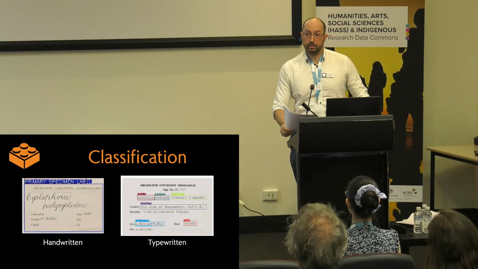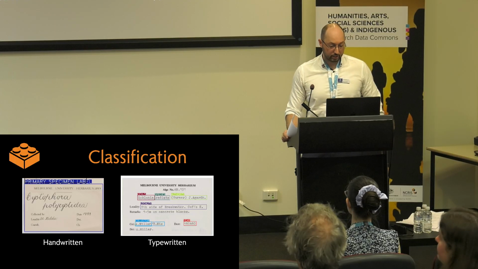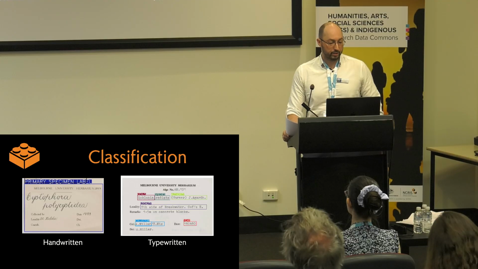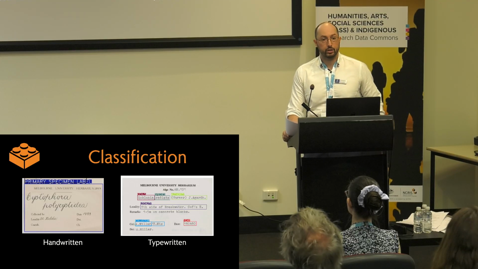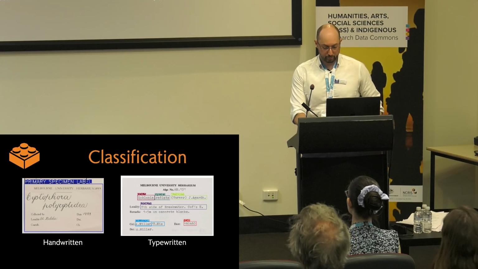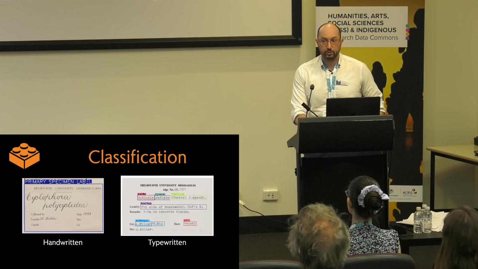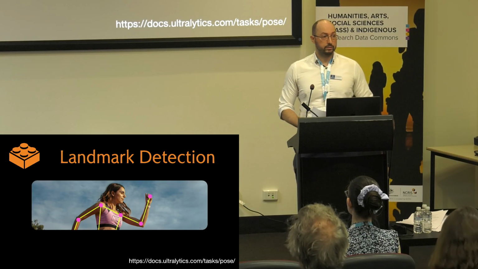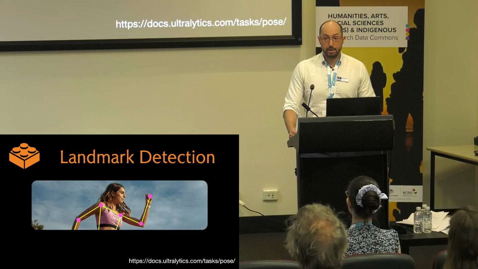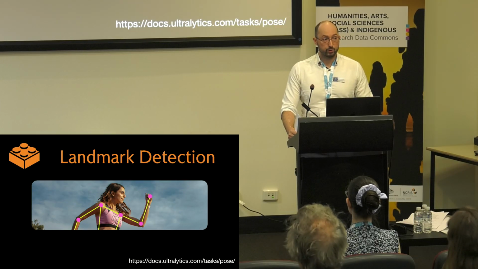The next task that you could use in Collectra is classification. So we talked before about detecting whether an image is handwritten or typewritten or printed or all those sorts of things. You might want to have a certain number of categories that you want to classify each image with. So the classification is another module that you can drag and drop into your pipeline. You might want to do landmark detection to be able to find different landmarks on your particular image.